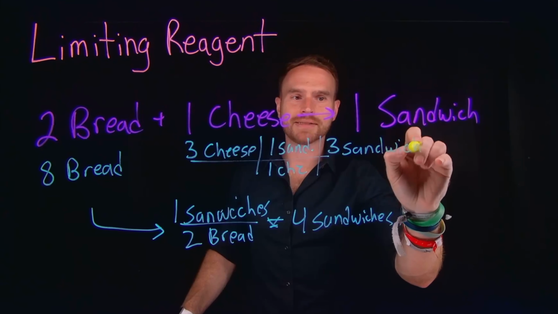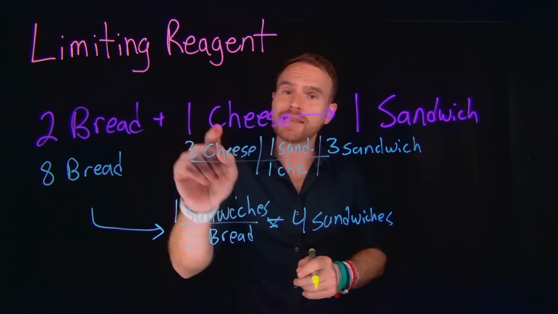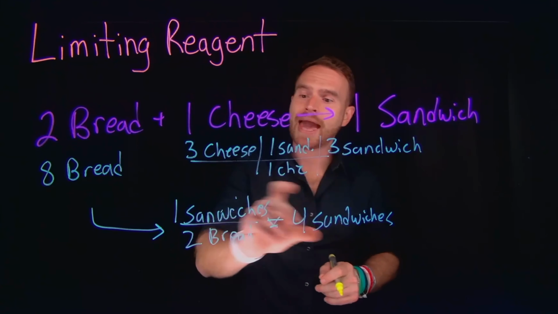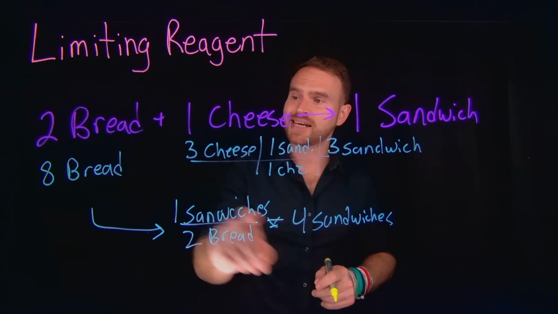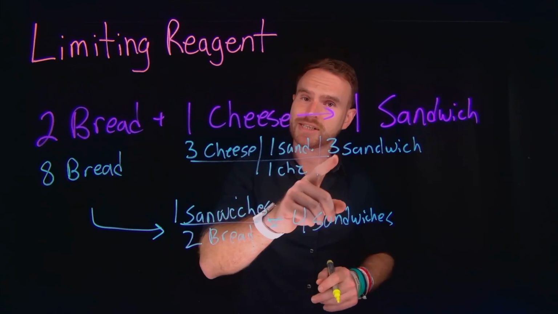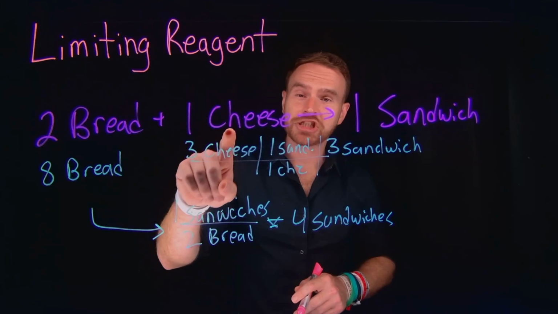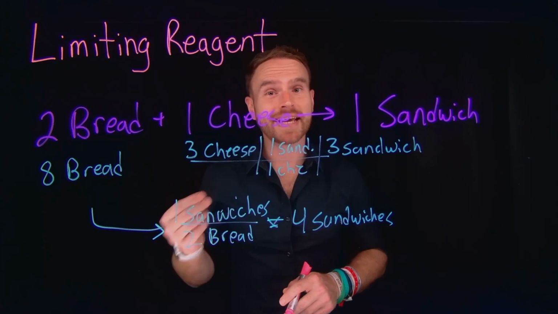And this means that the cheese is going to be my limiting reagent, because it limits how many sandwiches I can have, and I'm going to be left over with excess bread, because I only need 6 pieces of bread to make 3 sandwiches, even though I have 8. And therefore my limiting reagent is going to be the cheese, because that's the reactant that gets used up first.